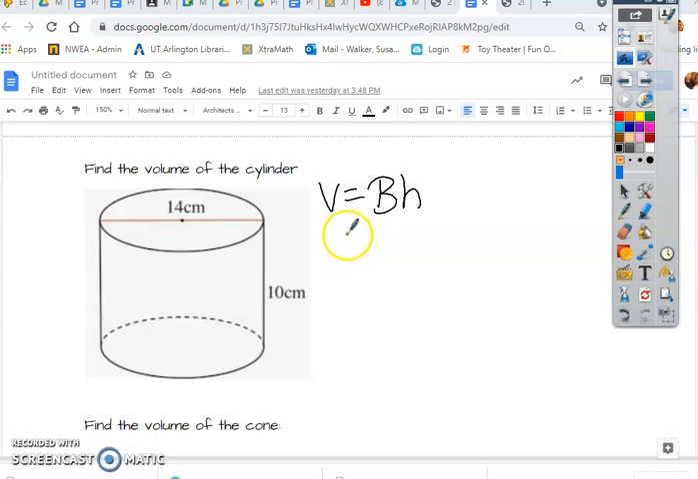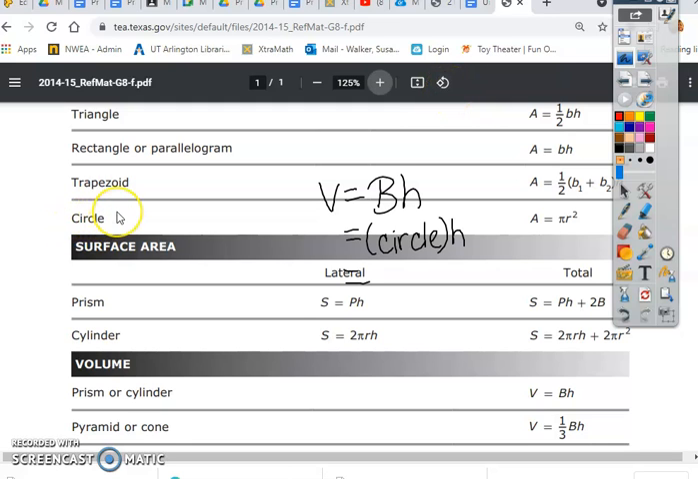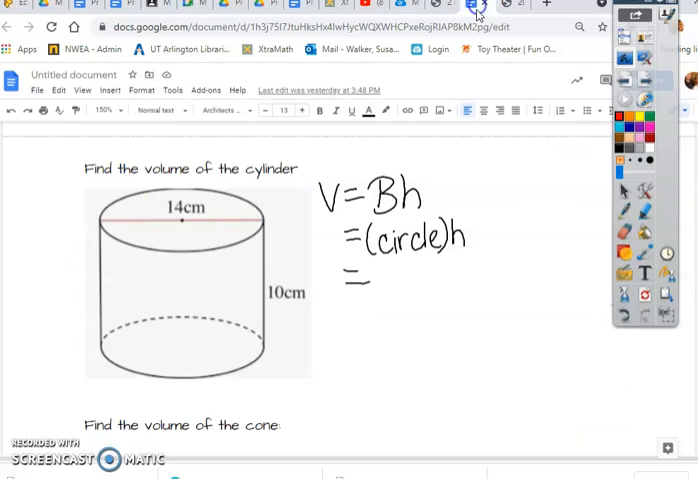Big B meaning area of the base. Well, hopefully you know what the base is of this cylinder. And it is a circle. And you probably know what the height is, right? When it's a cylinder, it seems like it's something that we can figure out a little easier. So now I have to find the area of a circle. Area of a circle, pi r squared. Pi r squared. Okay? So I don't put a equals, but I do put pi r squared.